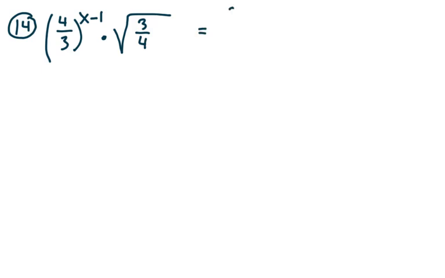So this one's interesting because we're going to do 4/3 to the x minus 1 times the square root of 3/4. That's on the left side. On the right side, we get 2 divided by the 4th root of 3. And I'm going to raise this to the 3x minus 4.